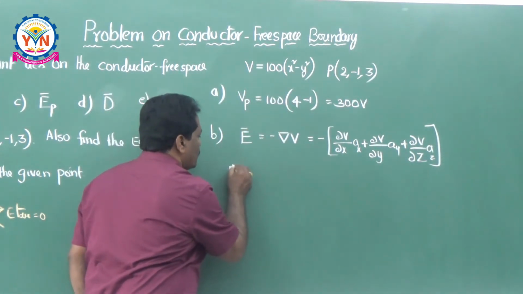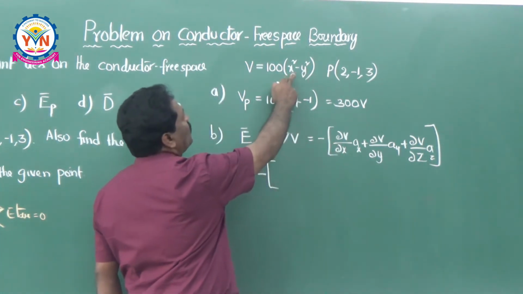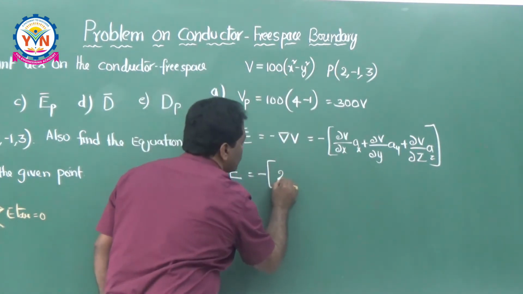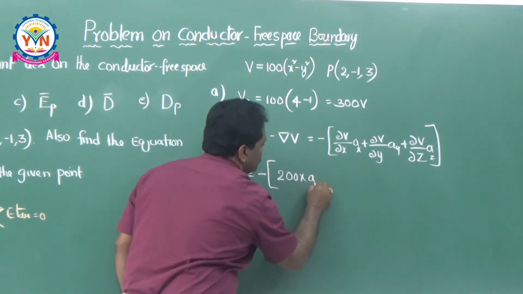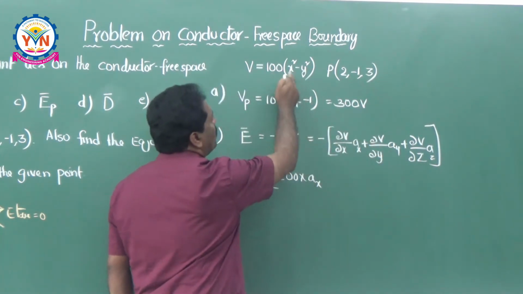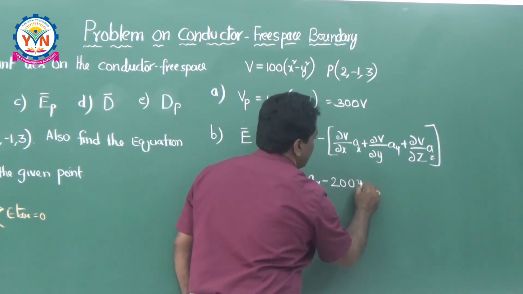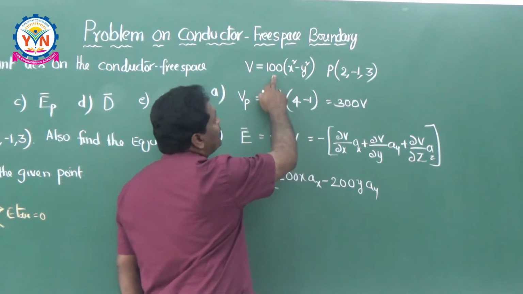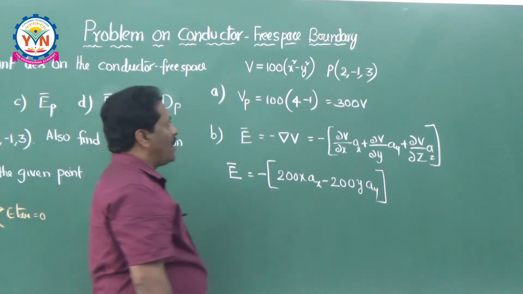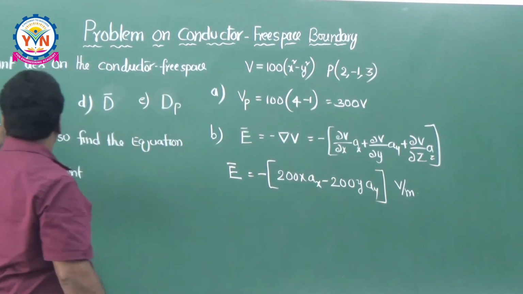Therefore, E bar is equal to minus of the derivative with respect to x, which is 2x, into 100, so you can say 200x Ax. The second one is with respect to y, which gives minus 200 into y Ay. There is no variation with respect to z, that's why the third term is 0. This is the electric field intensity, and the unit is volts per meter. So this is the second bit.